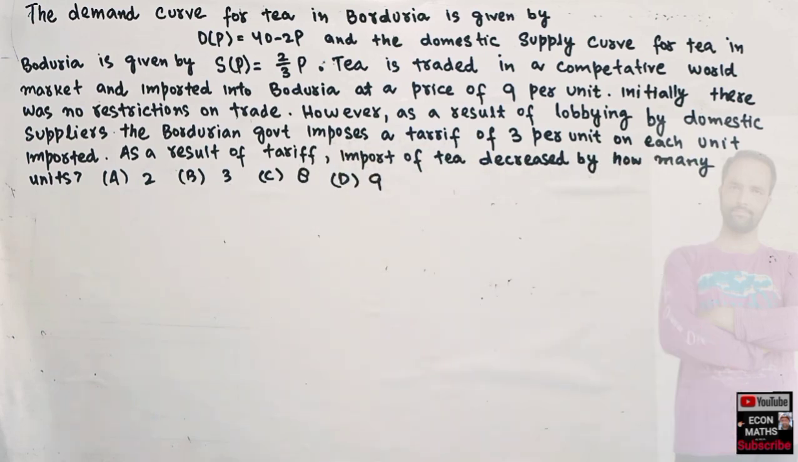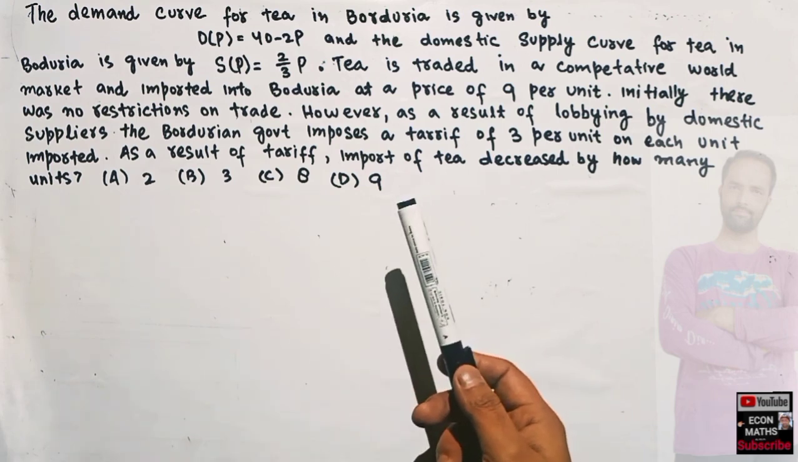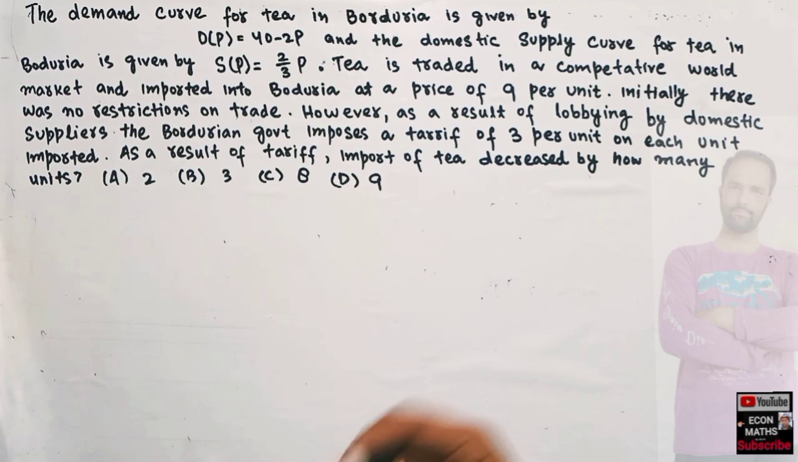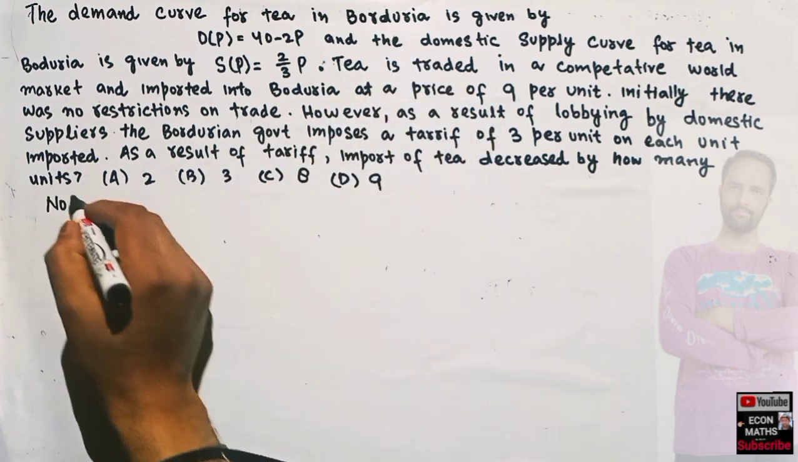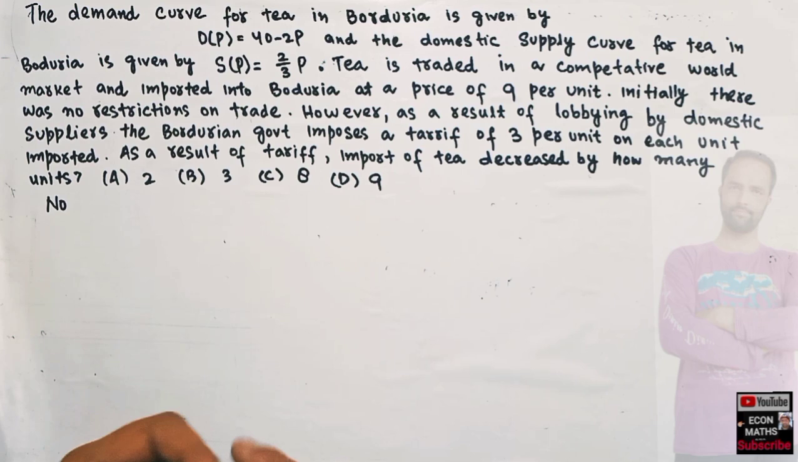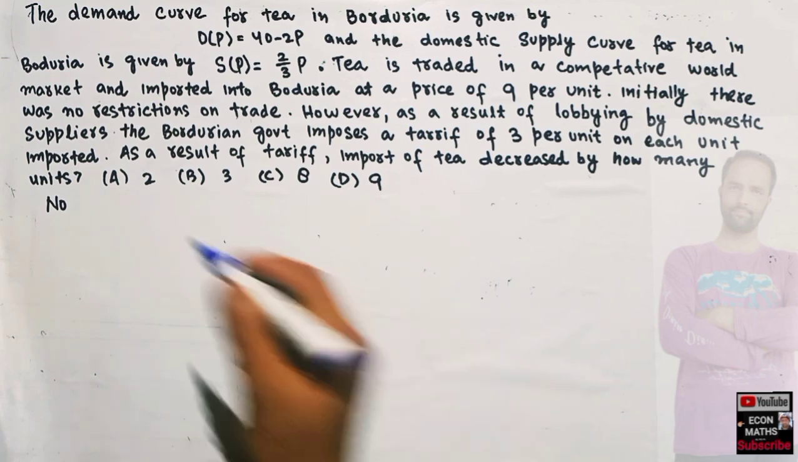We have to find out the decrease in the units of tea when the import tariff is being imposed. Okay, so how can we solve this? Let us see in a case when there is no tariff. First, we will see what is the quantity being imported when there is no tariff.